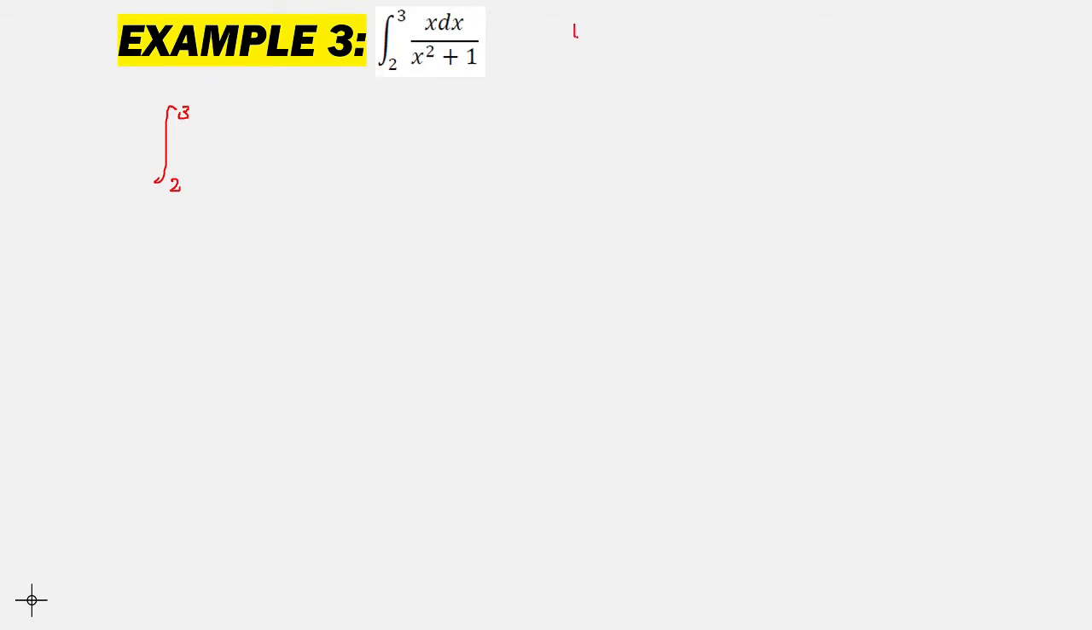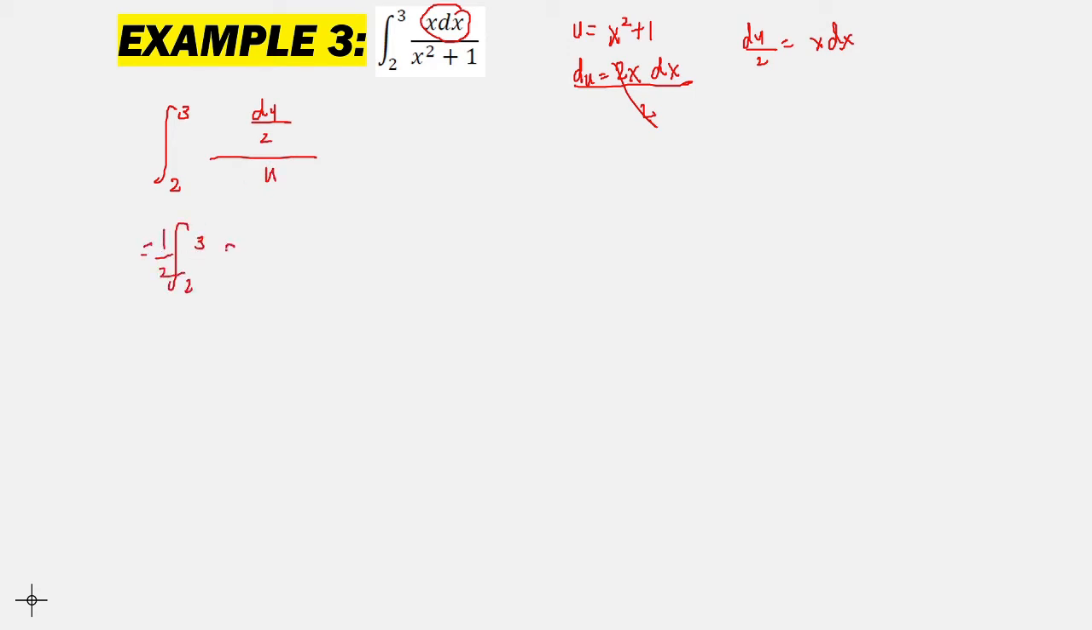So we are going to let u be our denominator, which is x squared plus 1. So du is 2x dx. Therefore, dividing both sides by 2, du over 2 is equal to x dx. So your numerator is du over 2. Our denominator is u. Therefore, this is from 2 to 3, 1 half du over u. Okay? So 1 half is a constant, so we take it out.